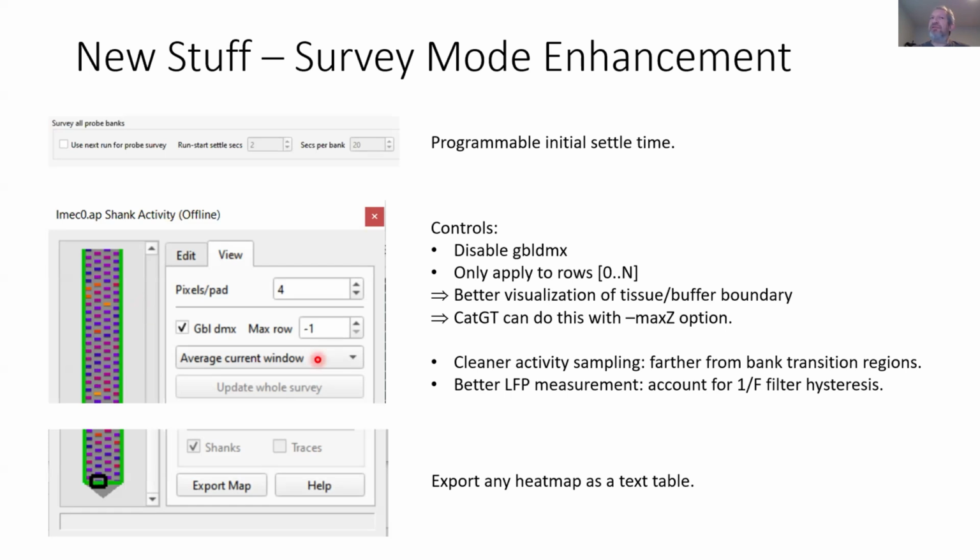In the offline Shank viewers, they would always apply a global CAR, which if you have a probe that's partially in the brain, partially in buffer, is going to mix, it's going to basically pollute your neural data. So what you can do now is you can turn off this feature so that you can see the boundary much more clearly. And seeing the boundary, you can then set a dividing line between brain and buffer so that when you turn this back on, it will work better. Also on the Shank viewer, there's an export function. So any heat map that you see, you can output that as a text file with coordinates and values from your heat map.